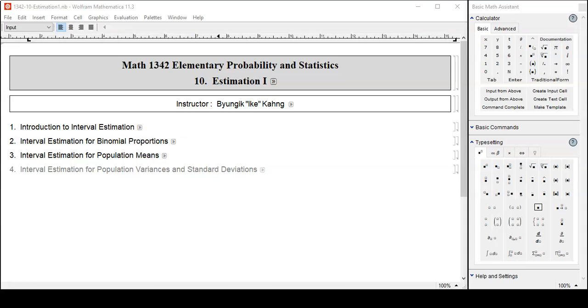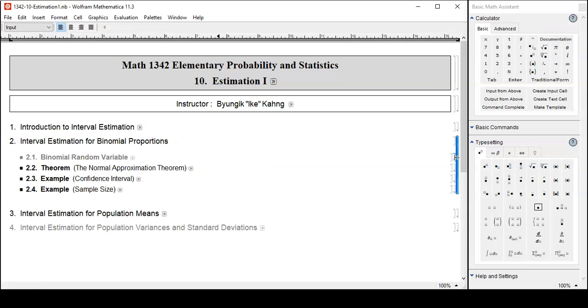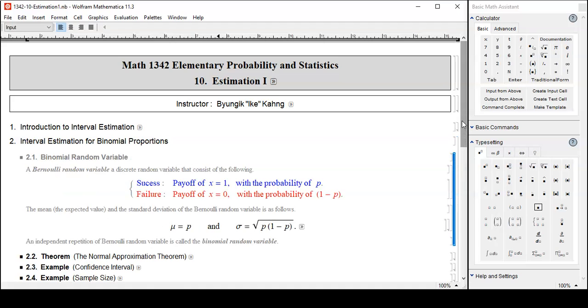Of course, that doesn't mean you can forget about all those things we did in section 1, because we're going to be using those in real application problems. Okay, here we go. Let's begin section 2, interval estimation for binomial proportions. What is binomial proportion? Well, here's a reminder.